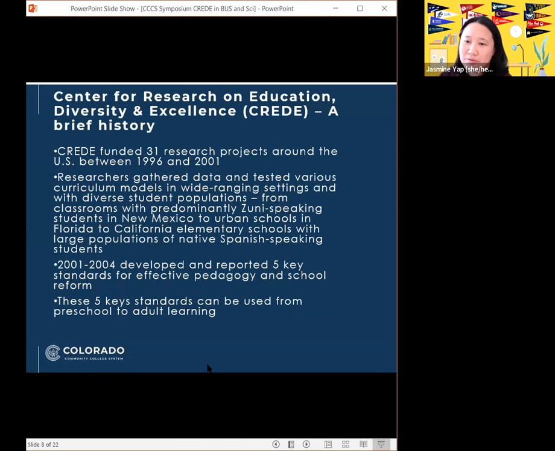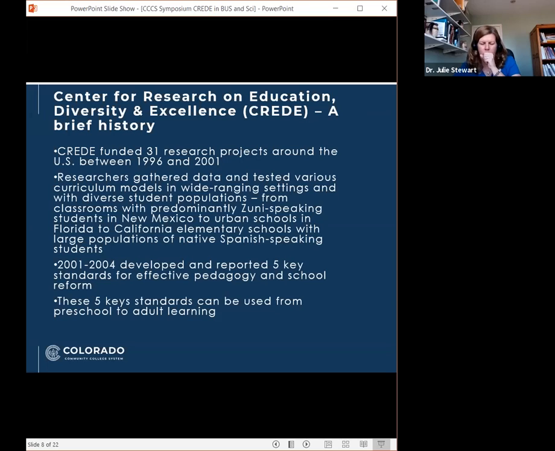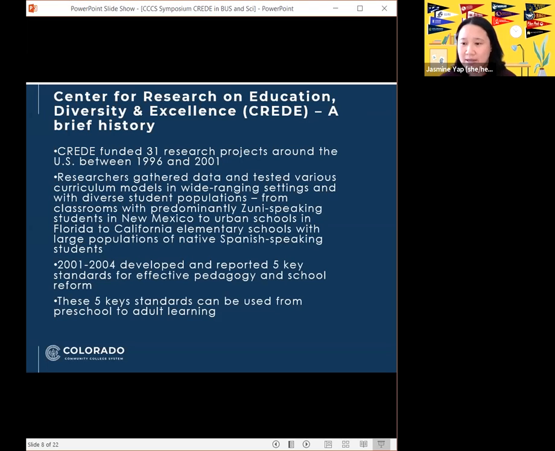So the standards we'll be using in today's workshop are from the Center for Research on Education, Diversity, and Excellence, so CREDE. And CREDE funded 31 research projects around the US between 1996 and 2001. Researchers gathered data and tested various curriculum models in wide-ranging settings with diverse student populations. So from classrooms with predominantly Zuni-speaking students in New Mexico, to urban schools in Florida, to California elementary schools with large populations of native Spanish-speaking students. And out of that work came 5 key standards that CREDE deemed as effective for pedagogy and school reform. And those are the ones we'll be talking about today. And these standards can be used from K to 20, basically to adult learning.